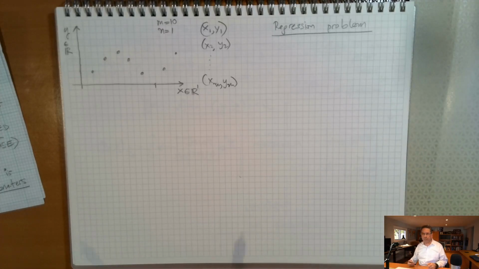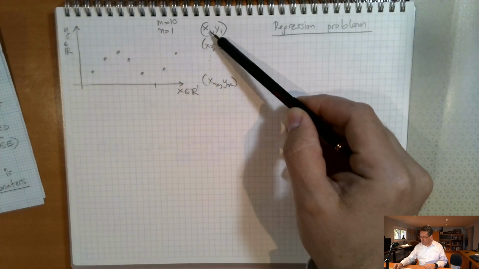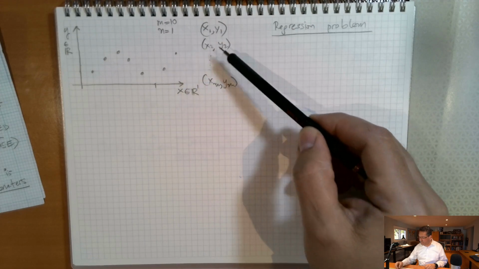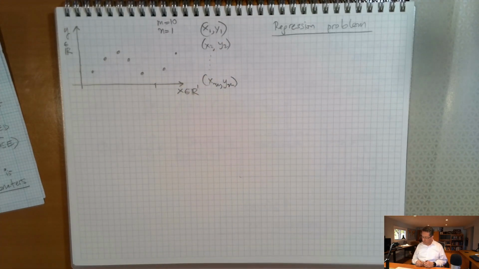This data set consists of 10 examples, all from x1, y1, x2, y2, all the way to x10, y10. And this is a very simple data set to understand. We have a variable x that represents, let's say, square footage of a house, and y that represents, let's say, the price of a house. And we are asked to predict the price of a house that we have never seen before.